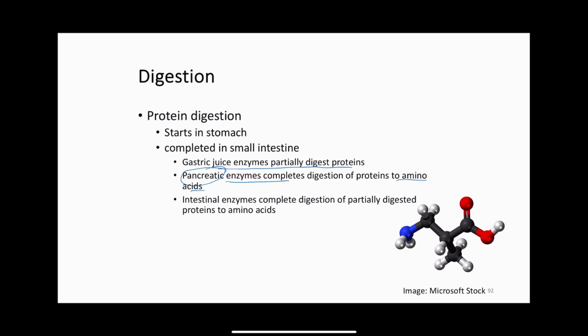And then if there are any structures that haven't been broken down completely into amino acids, the intestinal enzymes along the rest of the length will break those down further. And the goal will be that we have amino acids we can utilize in the body for a variety of protein functions.